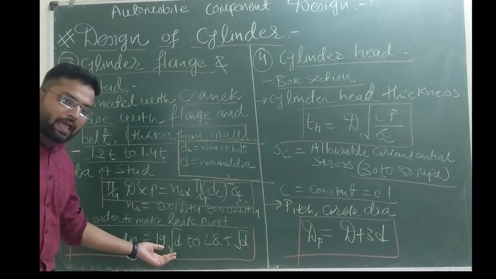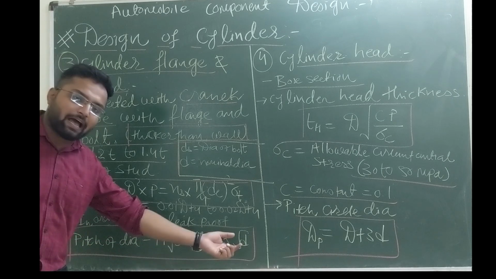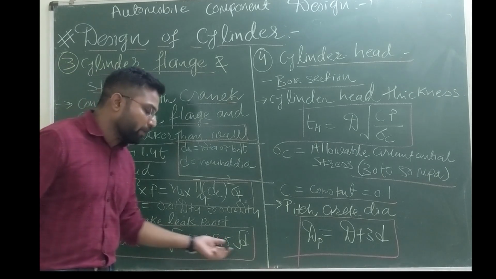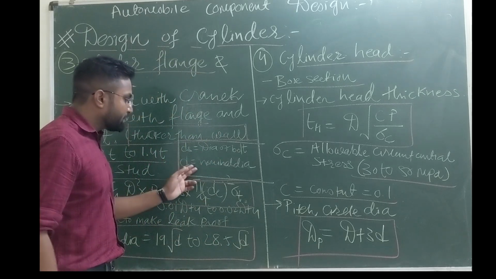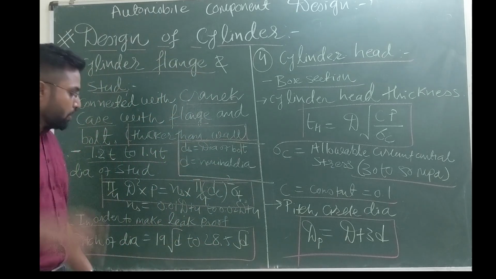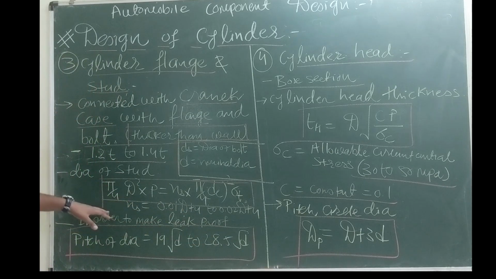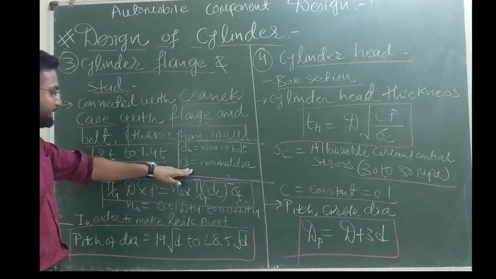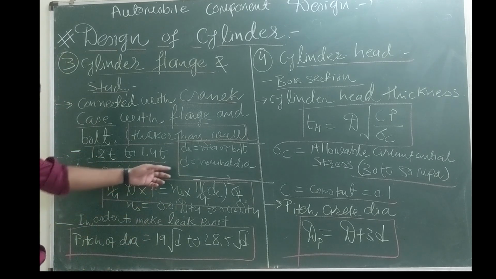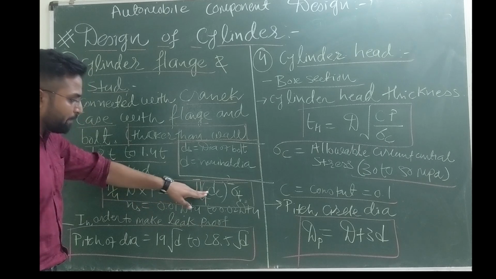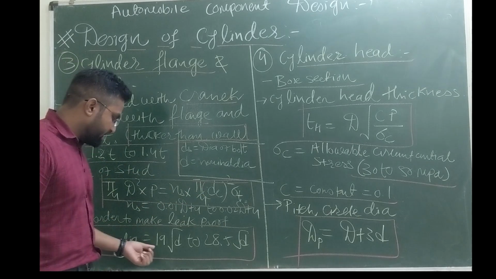Meaning the pitch circle diameter should be between 19 under root d to 28.5 under root d. What is d? d is the nominal diameter of our strut. So this nominal diameter of strut should be like this. If you want to consider this nominal diameter, it can be determined easily from our strut diameter.